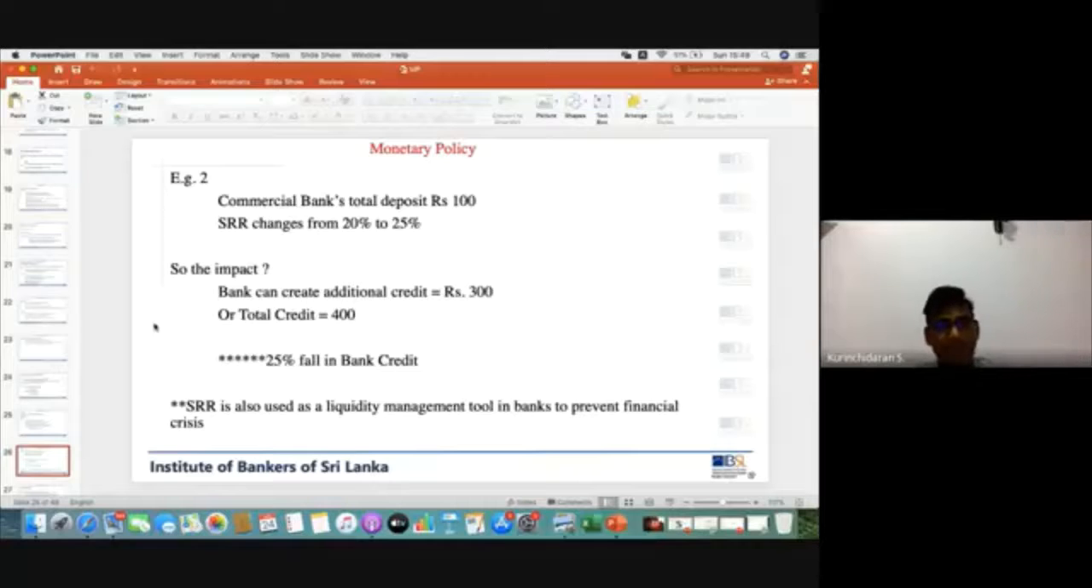Clear? An additional point: as we discussed, this SRR, statutory reserve requirement or ratio, that money is with the central bank. So the banks use this SRR as a liquidity management tool, because in the event of a financial crisis or when a bank is in trouble, they can utilize that money, right? So it's additional liquidity for banks.